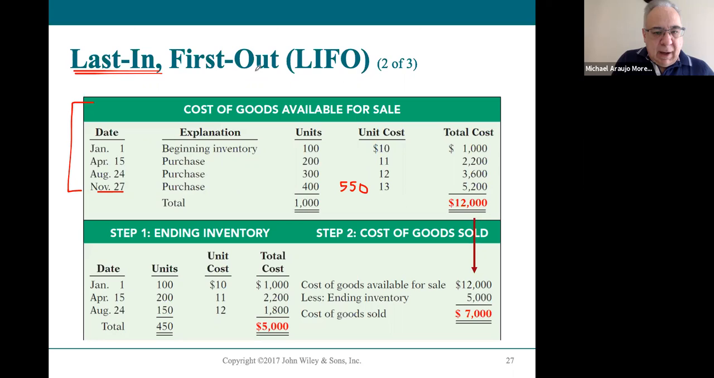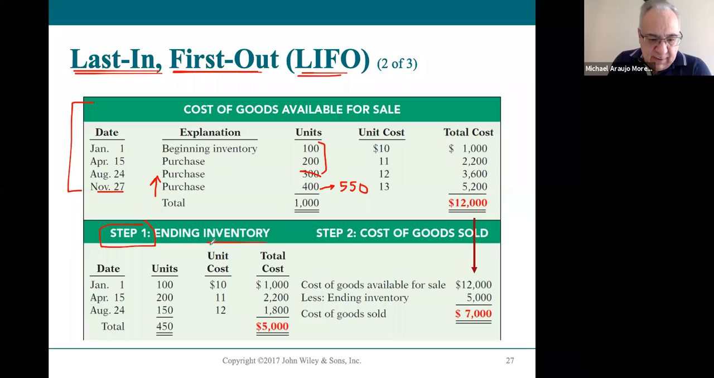So all of these 400 units are part of that sale of 550, and half of the 350, right? Because you need 150 more to reach 550. So that means you have 450 units still in inventory that are the remaining ones from August, all the ones from April, and all the ones in January are assumed to still be in the store. So again, step one is they ask you what's in the store. Well, if you know what's been sold, again, last in, first out, these are the ones that have been sold, then clearly the ones on the top are still in the store.